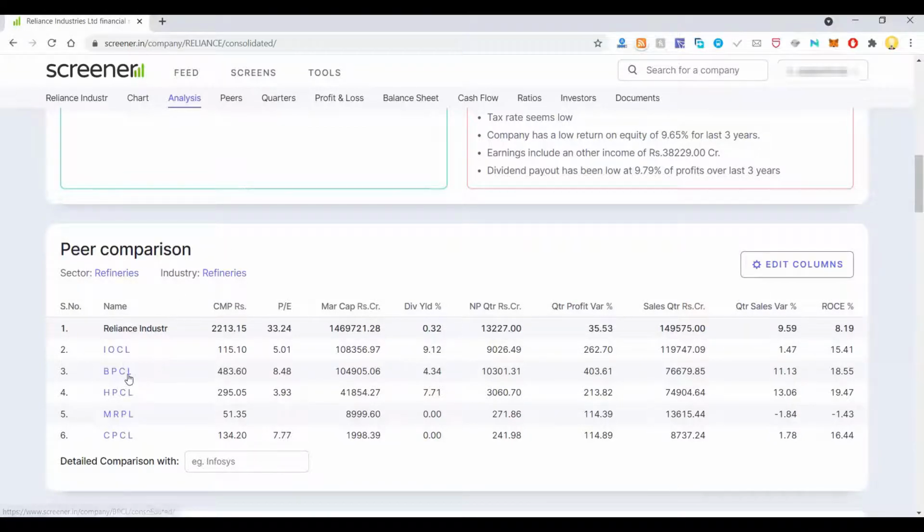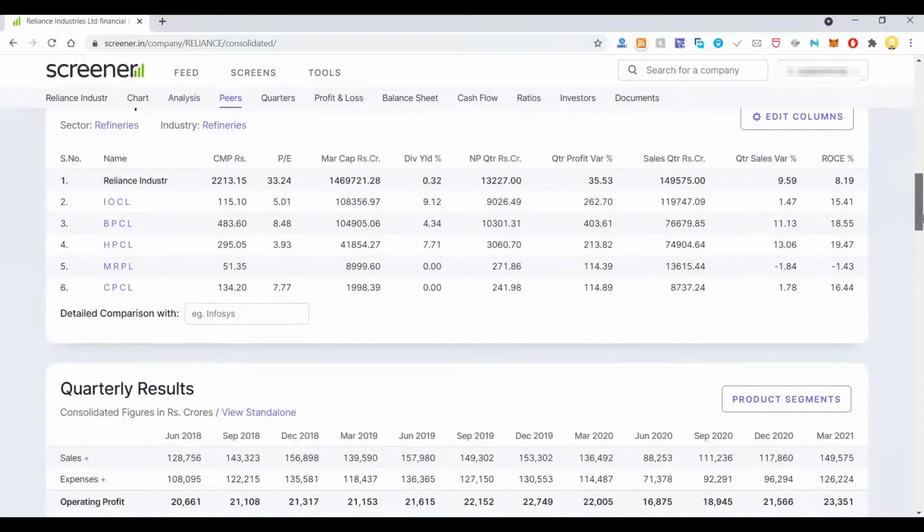You see here IOCL, BPCL, HPCL, MRPL, CPCL, other companies in the refining sector. And you can see the PE, how it compares. You can see the current price, market capitalization, how it differs. So if you see something like IOCL, you see that they are giving a good dividend yield compared to Reliance. And you can see how the quarterly profit, year on year quarterly profit growth is varying. So all this information you can see from here.